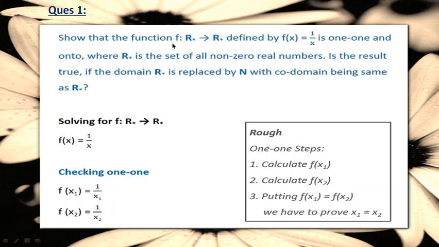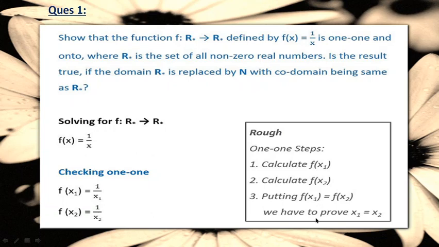Here we have to show that the function f from R star to R star defined by f(x) = 1/x is one-one and onto, where R star is the set of all non-zero real numbers. There is one more part, we'll discuss it later on. First of all, the function is defined from R star to R star and the given function is 1/x. We will check whether the function is one-one or not.